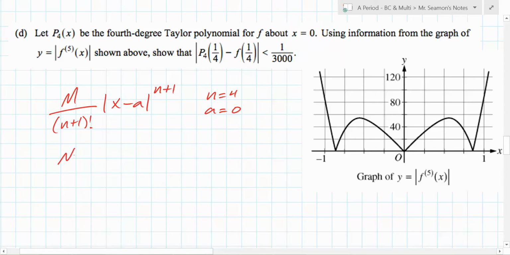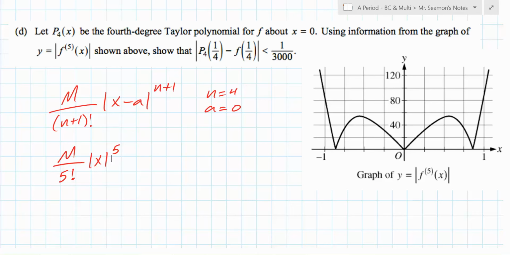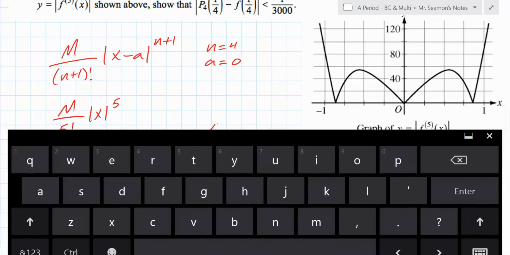So what do we now have? We have m over what factorial? 5 factorial, x to the what power? Okay, we need to keep that absolute value in. X to the 5th, exactly. That's nice. Now, what is our x value? What value are we plugging in for x? You already know x.